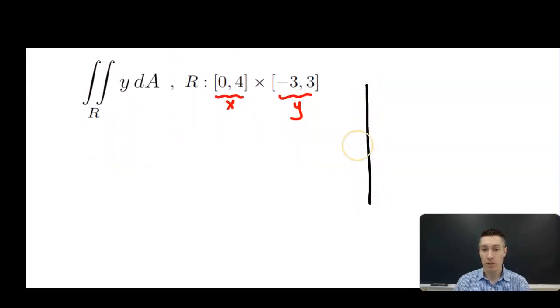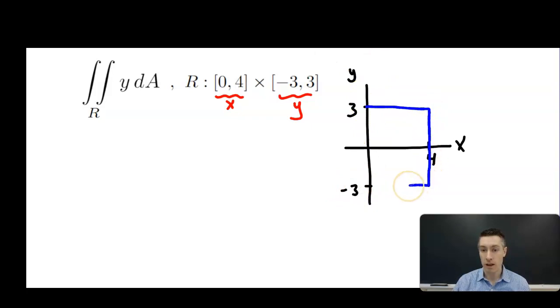Just so we can get a visual of the region, we have x, y, 4, 3, negative 3. So our rectangular region there, that's R. We can see that R is symmetric over the x-axis, right? There's an equal number of points above and below. And that's going to be helpful for us.